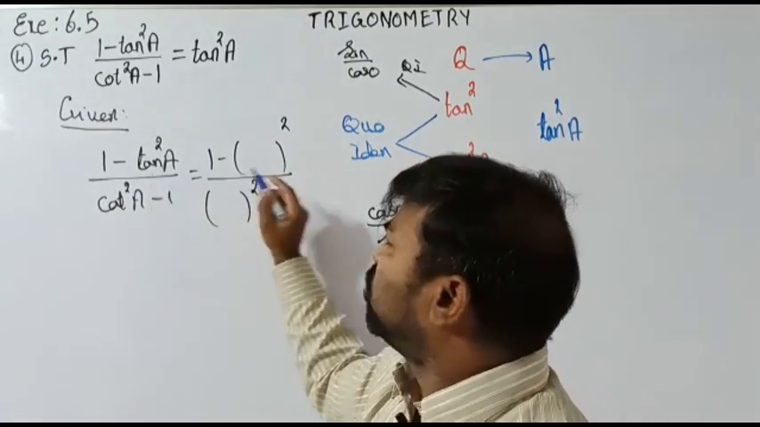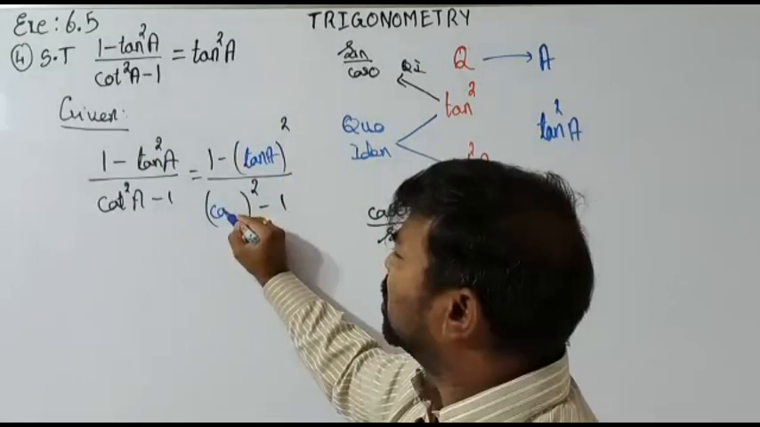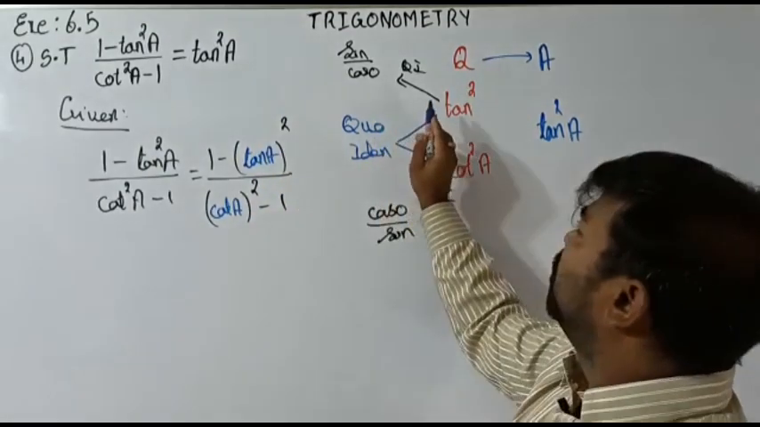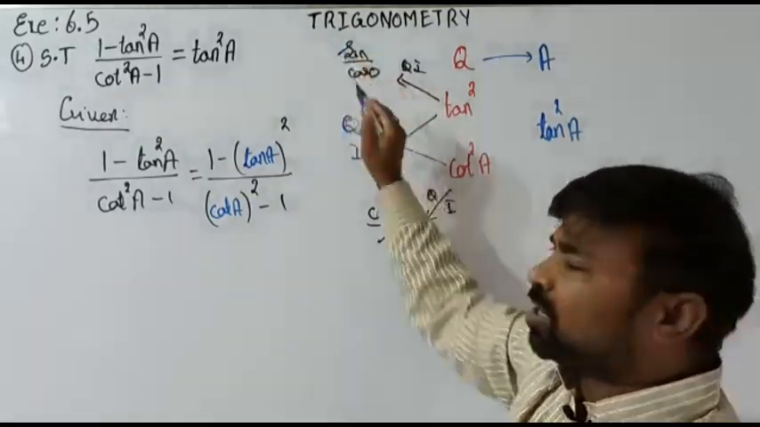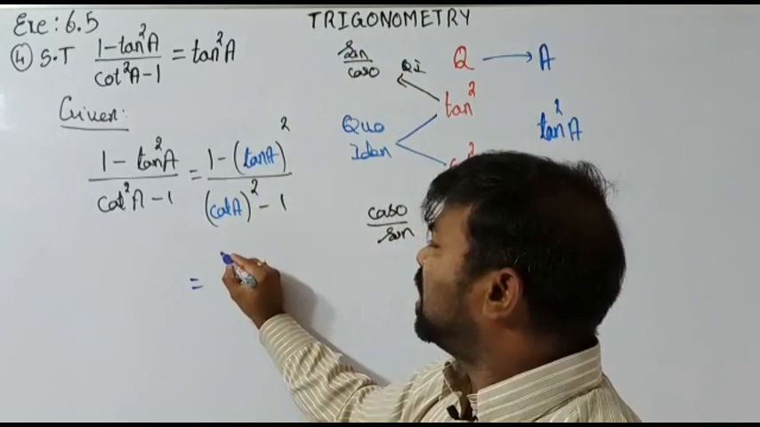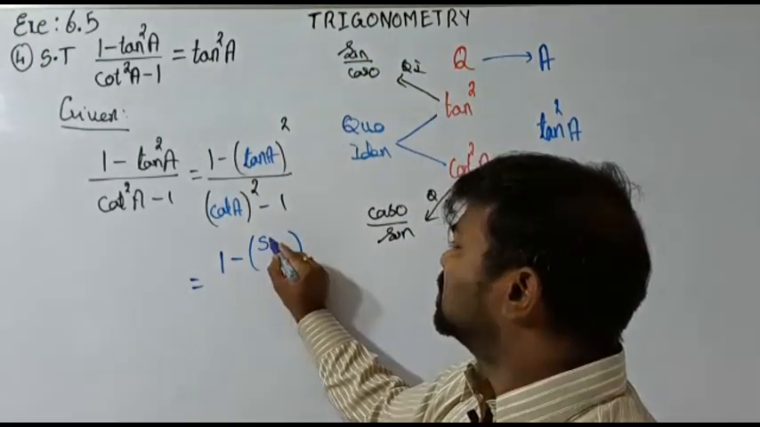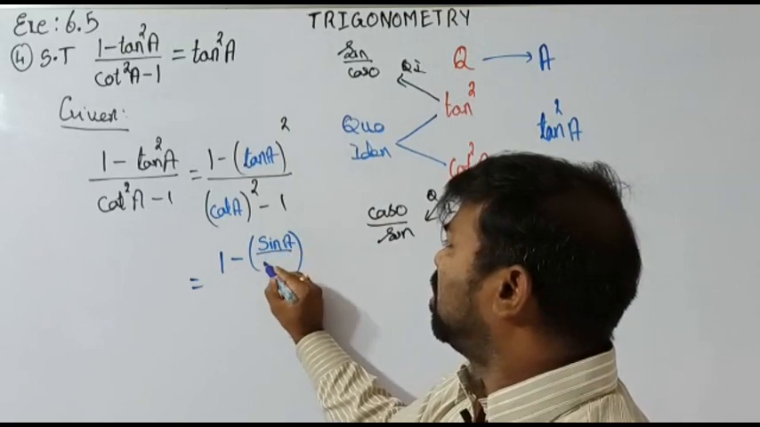Now, of course, I like to write like this only, no issues for a while: tan A and cot A. So tan A I can write as sine by cos, and cot A I can write as cos by sine. Now I am writing it as 1 minus, in the place of tan I am taking sine A by cos A.